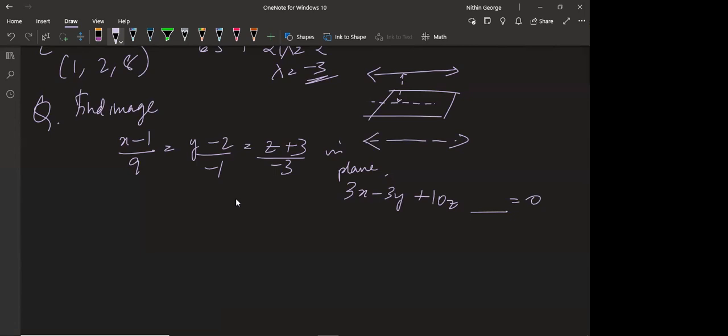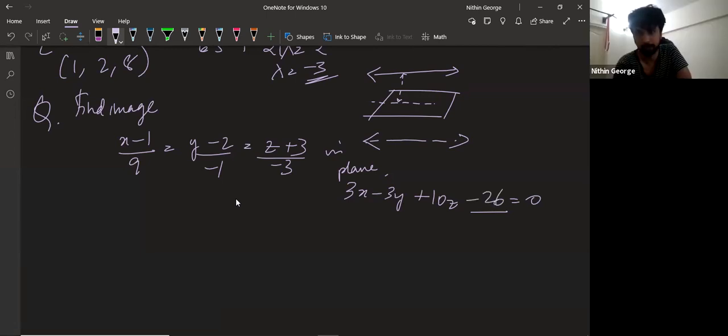Now, we have to find its image on the line, in the plane. I'm putting the final problem here, and I will start your timer now. There is a point here, 1, 2.